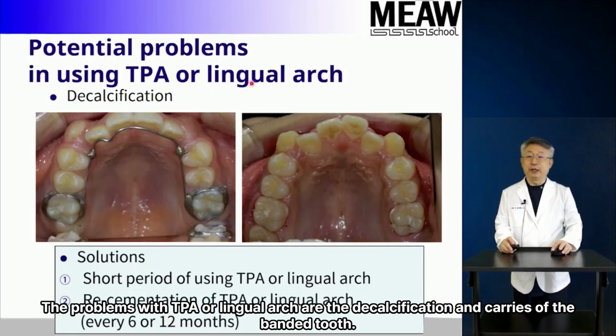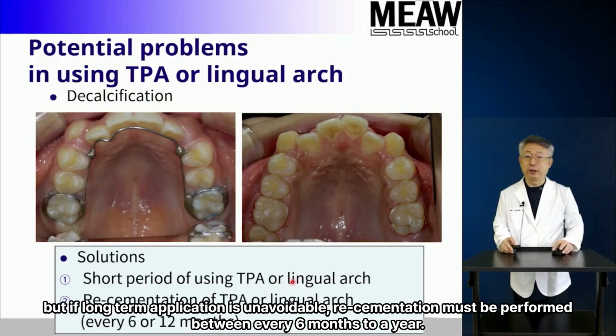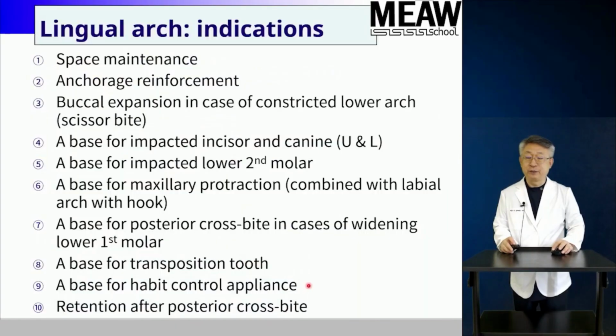The problems with TPA or lingual arch are the decalcification and caries of the banded tooth. To prevent this, we should aim to minimize the term of their usage. But if long-term application is unavoidable, re-cementation must be performed between every 6 months to a year.